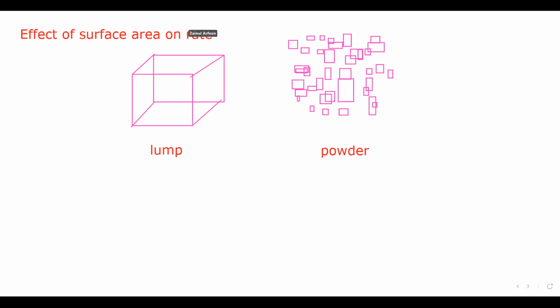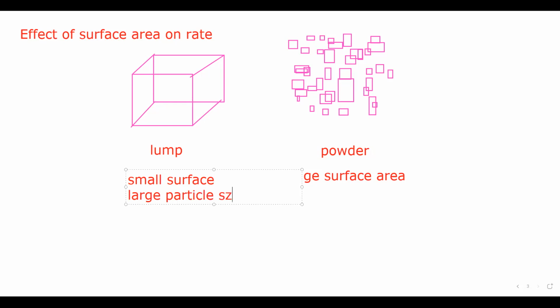That's right, this will have a large surface area. And this is having a small surface area. And we can also say this is large particle size and this is small particle size. Size of the particle is small but the total surface area is larger. Here size of the particle is big but the total surface area is smaller.